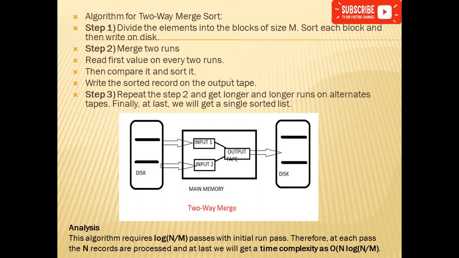So this is about sorting ordered or unordered files. The time complexity for external merge sort is O(n log n / m). Simply put, external merge sort applies the same approach as merge sort.